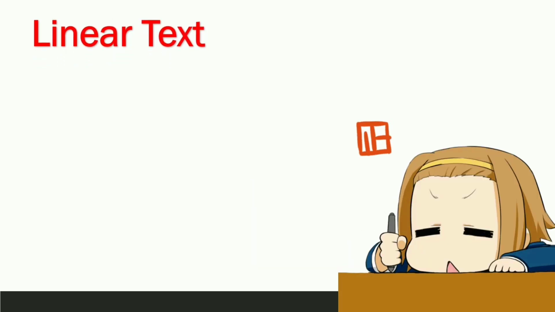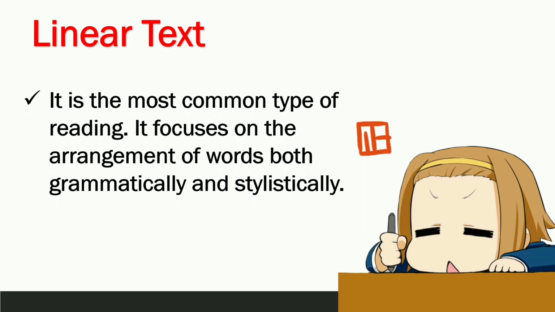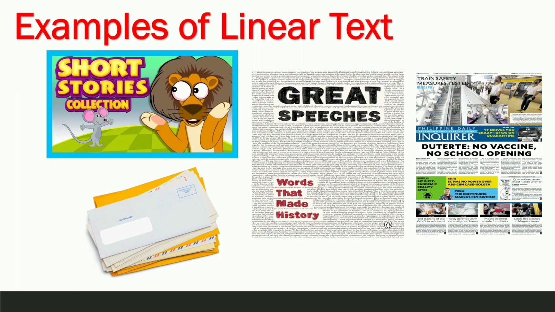Let's have linear text. It is the most common type of reading. It focuses on the arrangement of words both grammatically and stylistically. Generally, text printed on paper are considered as linear text. Examples of linear text are stories, letters, speeches, news reports, and etc.